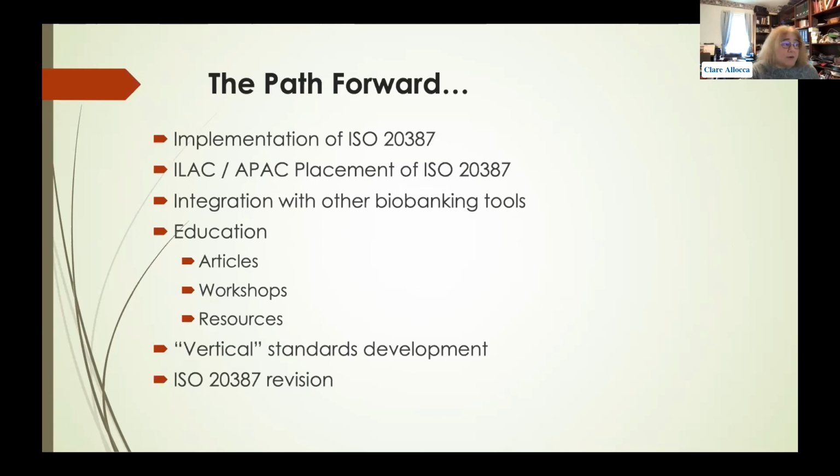There's also an implementation guide that can be purchased from ISO for this document, because there are so many aspects of it. And in addition to that, during 2023, there will be a revision of the document. And if you'd like to be involved in any of that or provide input, you'd be most welcome to.